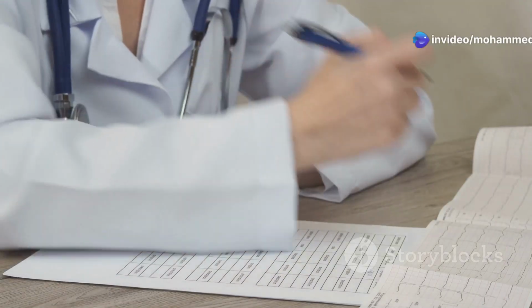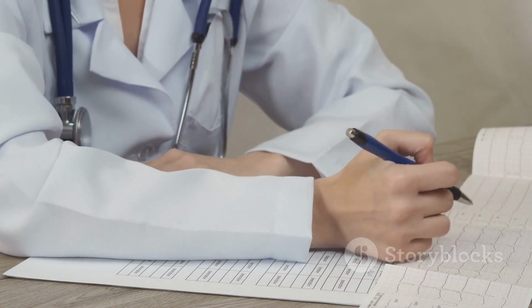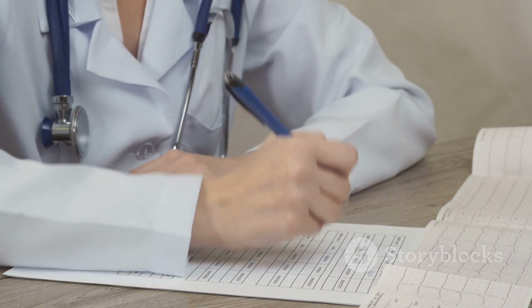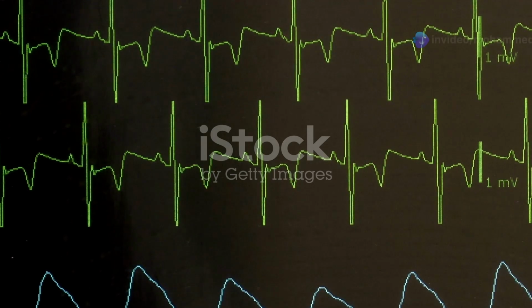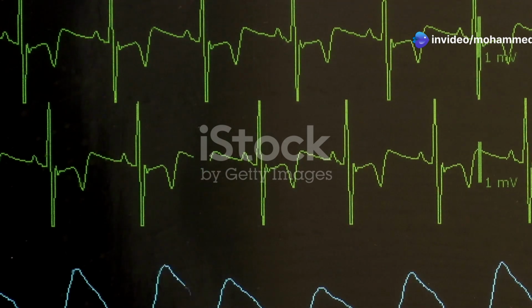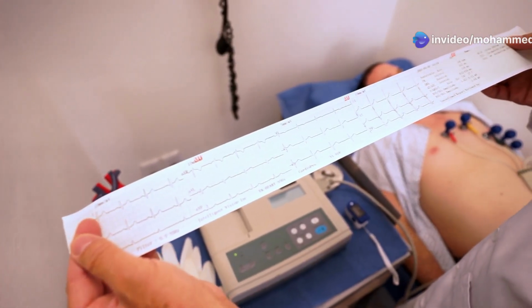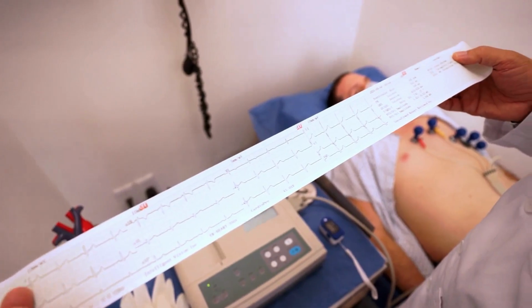The PR interval measures the time it takes for the electrical impulse to travel from the SA node through the atria to the ventricles. The QT interval reflects the total time it takes for the ventricles to depolarize and repolarize. The ST segment represents the period when the ventricles are fully depolarized.